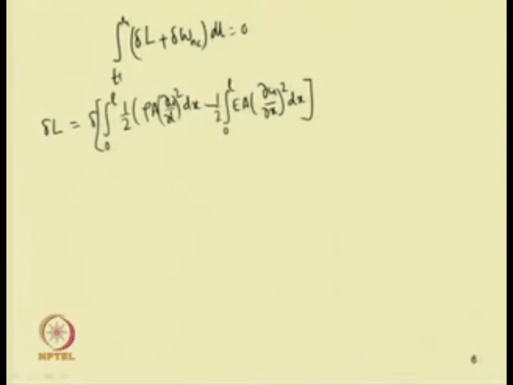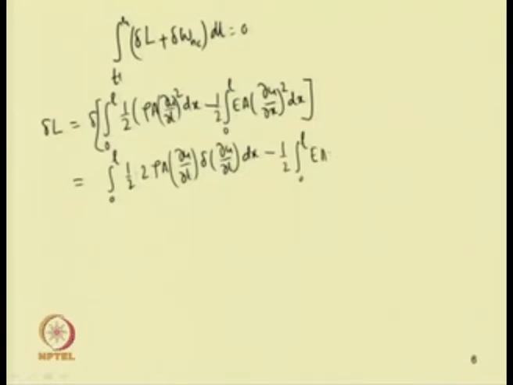Now this del operator will be acting on this, and this can be written as integration 0 to L, half into, in this case it will be multiplied with 2, rho A del u by del t into del of del u by del t into dx, minus, similarly, half integration 0 to L E A into 2 into del u by del x into del of del u by del x into dx.